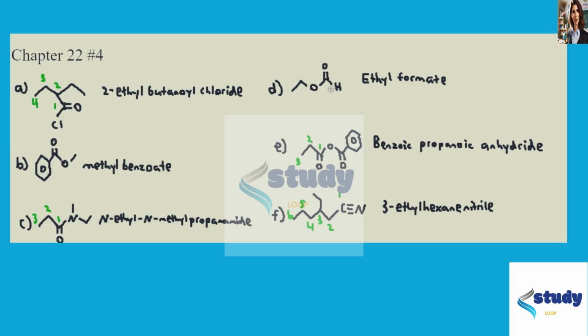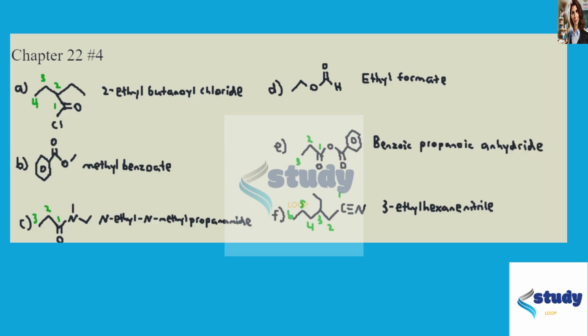For D, we have a formate derivative. Similar to an ester, but there's no other carbons attached to the carbonyl carbon. Whereas for an ester, we would name it based on whatever was attached to the carbonyl carbon, for this, when there's nothing attached, it's formate. And then again, we just start with the alkyl substituent on the oxygen of the ester. And so this becomes ethyl formate.